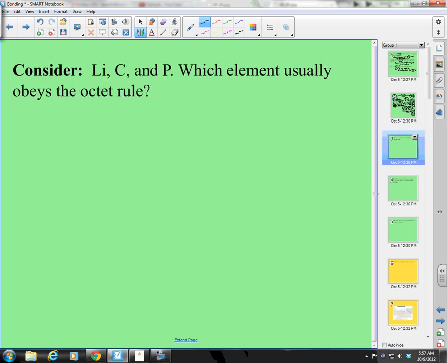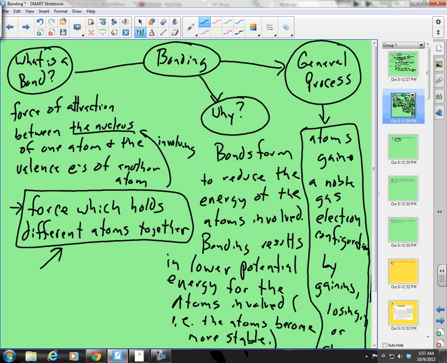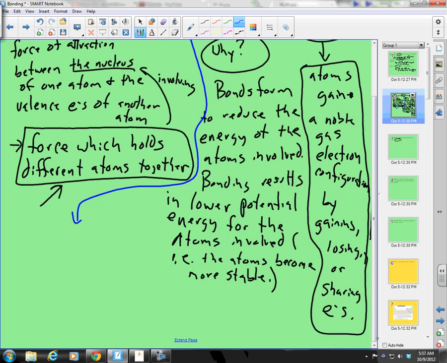Great. Let's move on. Consider lithium, carbon, and phosphorus. Which element usually obeys the octet rule? Octet rule. I'm not familiar with that. Are you all? Well, I guess we need to go back to our note-taking board and learn something else. Okay, let's pull this out. Let's go with blue. Let's take it right down the middle. And here we go. Let's talk about the octet rule.